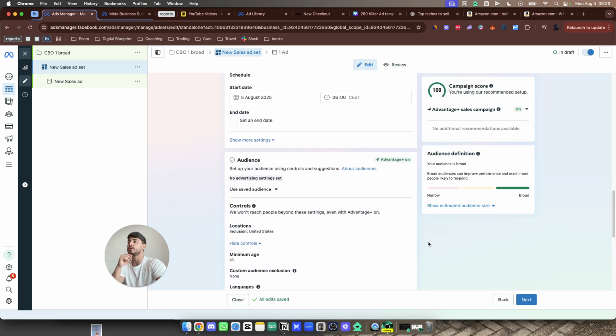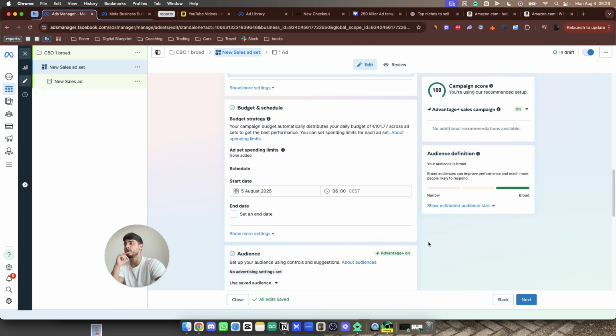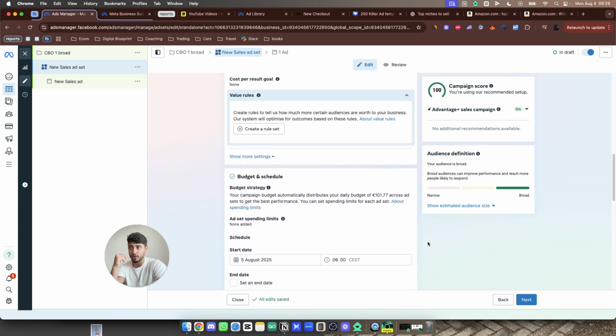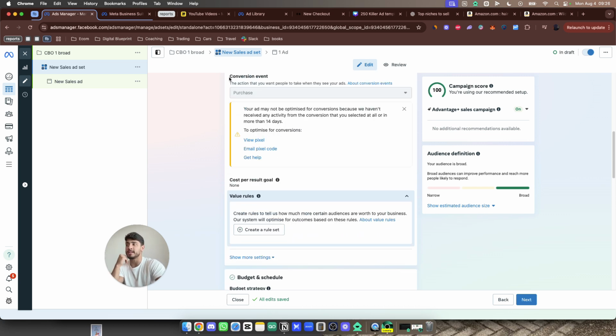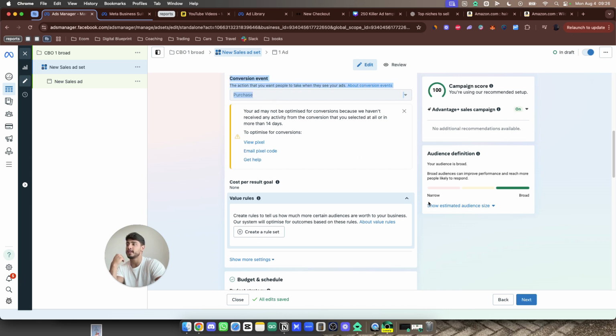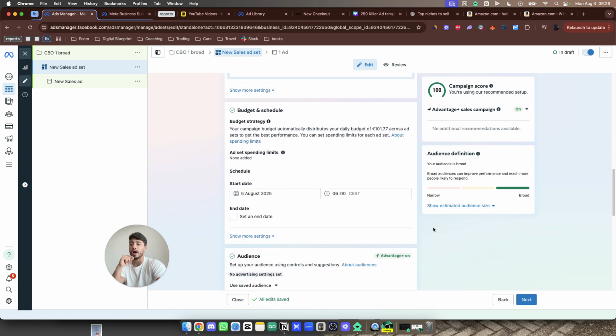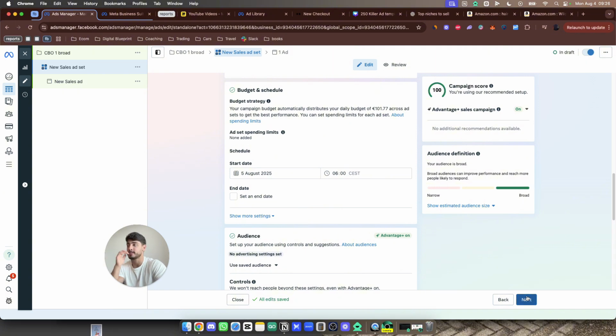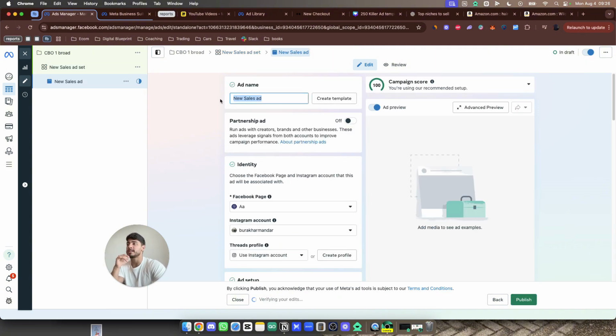You don't need more. Now, you need to, of course, make sure your pixel is going to be set on purchases. So your conversion event is basically going to be on purchase, right? This is the idea. This is what you want. Now, after that is done, basically click on next. And once that is done, you basically have your ad here.